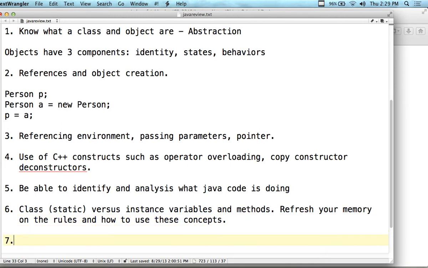Obviously, you're going to know how to make an instance. You're going to know how to use instance variables and instance methods. It's the static stuff, the class level stuff, that will trip you up. There are some rules, especially with static data members. I'm not going to tell you what they are, but look them up.